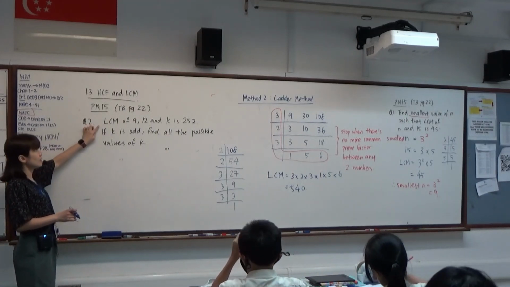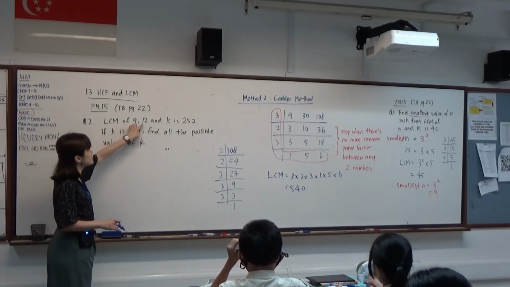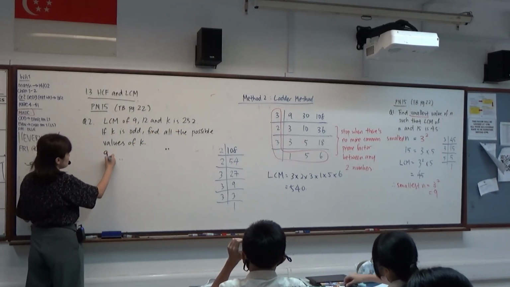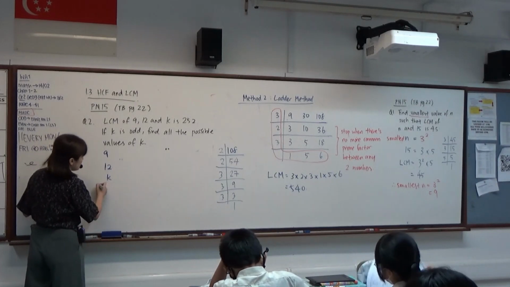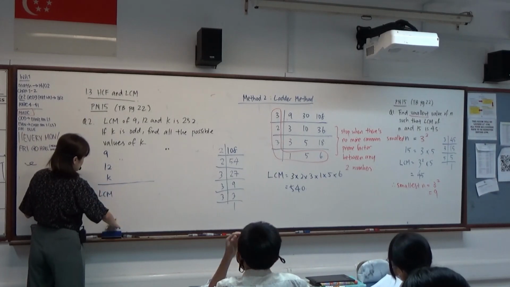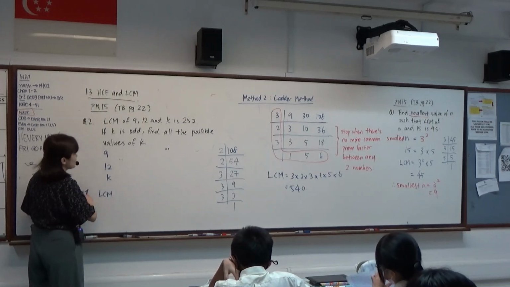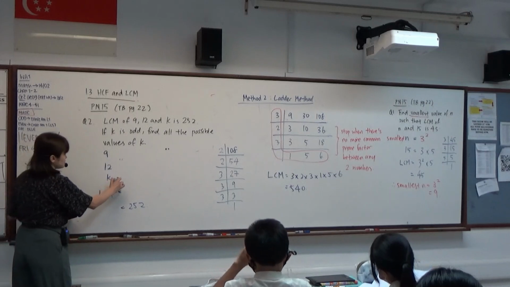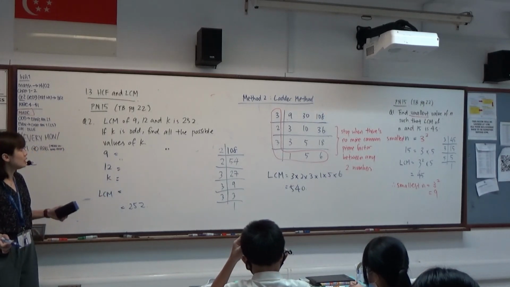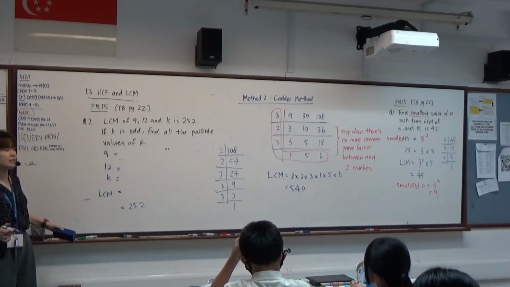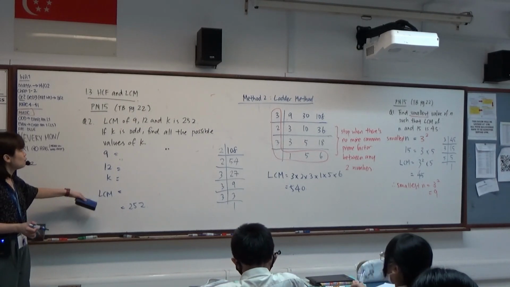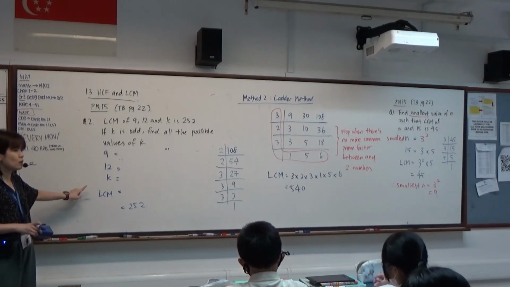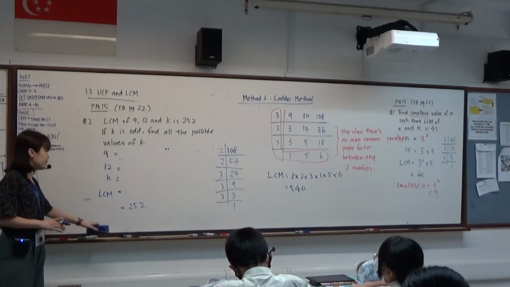Question 1. The question now says that the LCM of 9, 12 and K is 252. So let's follow the same structure. We have 9, 12 and K, and our LCM will actually be 252. Earlier on we found the prime factorization of all these numbers, and then we worked backwards to find out what is K. I'll give you about 5 minutes to go and work this out. Find out what is the value of K.